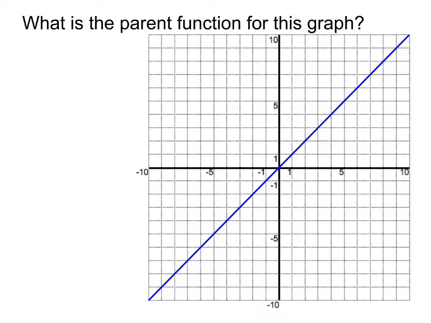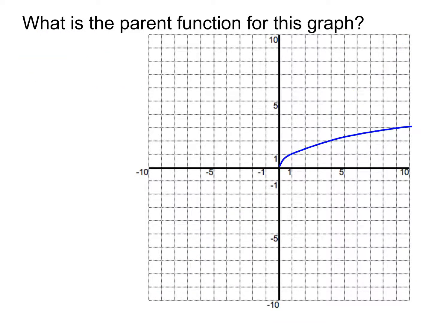So it ends up giving us either y equals x or f of x equals x. So it's just equal to x for the line parent function. This is the linear family. Now, linear is the name, f of x equals x is the parent function. So just a little distinction there.